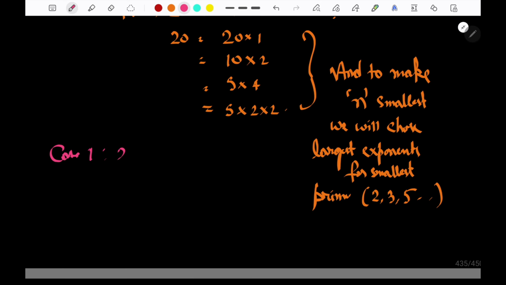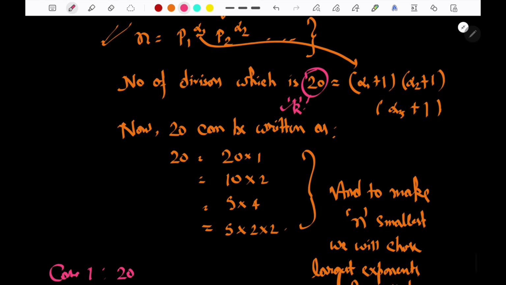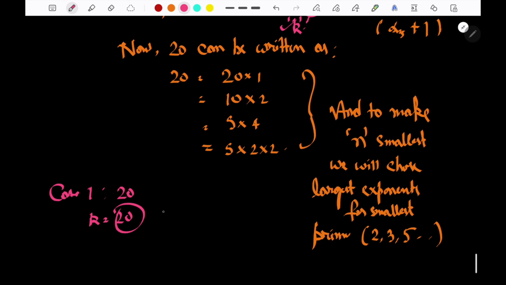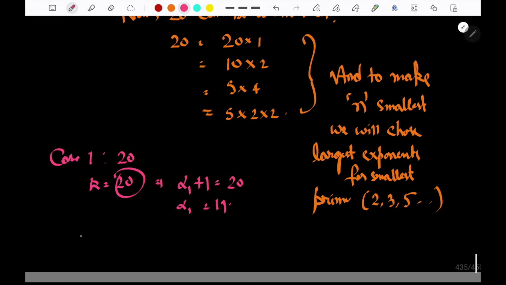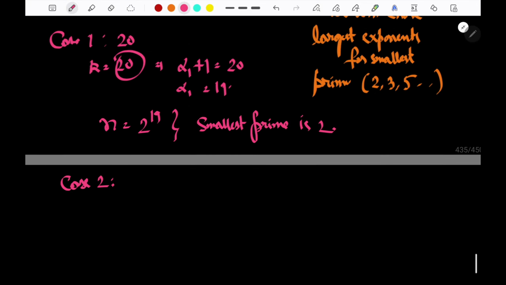Say k is equal to 20, that is the number of divisors, which is 20. Then alpha 1 plus 1 is equal to 20, which gives alpha 1 equal to 19. Now which is the smallest prime? 2. So n should be 2 to the power 19. Why? The smallest prime is 2, that's why I have taken this. So this was case 1.